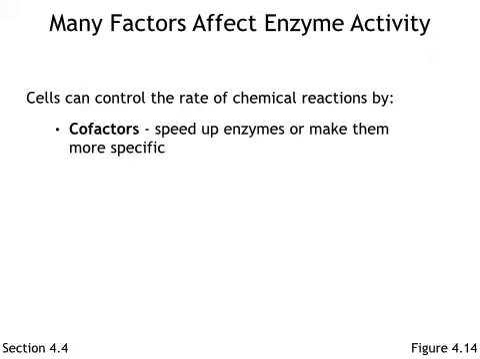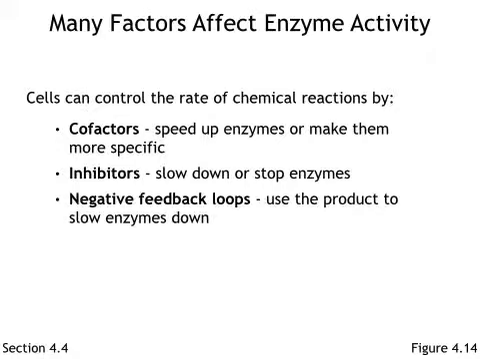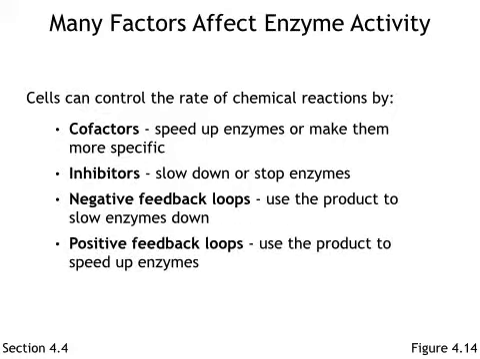One is by the use of cofactors, which are simply factors that speed up enzymes or make them more specific. You have inhibitors, which are factors that slow down or stop enzymes. You have negative feedback loops, in which the product of an enzyme is used to slow the enzyme down. And then the opposite, the positive feedback loop, where the product of the enzyme speeds up the enzyme.